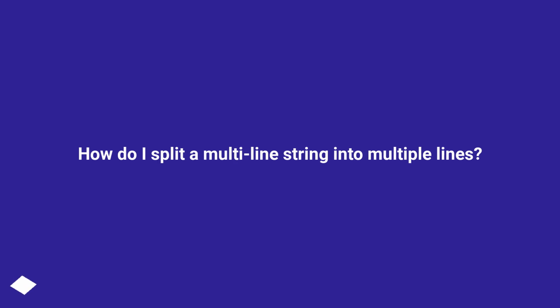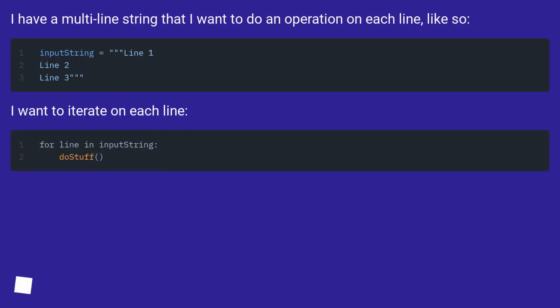How do I split a multi-line string into multiple lines? I have a multi-line string that I want to do an operation on each line, like so. I want to iterate on each line.